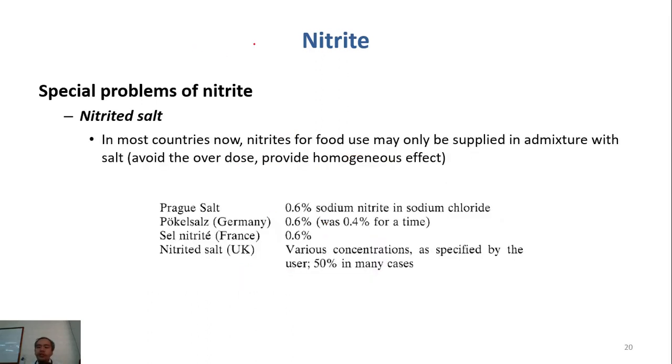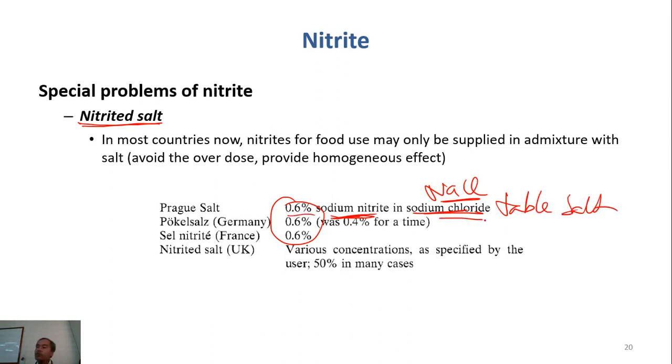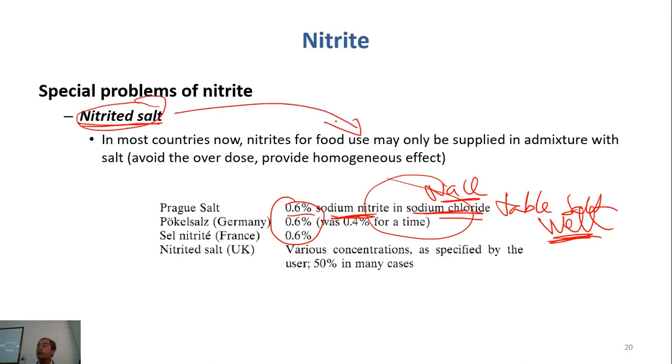Okay. When we use nitrite, we don't add nitrite directly, but we have to use it in the form of nitrited salt. Nitrited salt here means that you add 0.6% of nitrite into sodium chloride, into table salt. You add it ahead into normal salt. You mix it very well. And then you use this salt, this nitrited salt, for processing of your food. Then you may obtain the right amount of nitrite or nitrate.